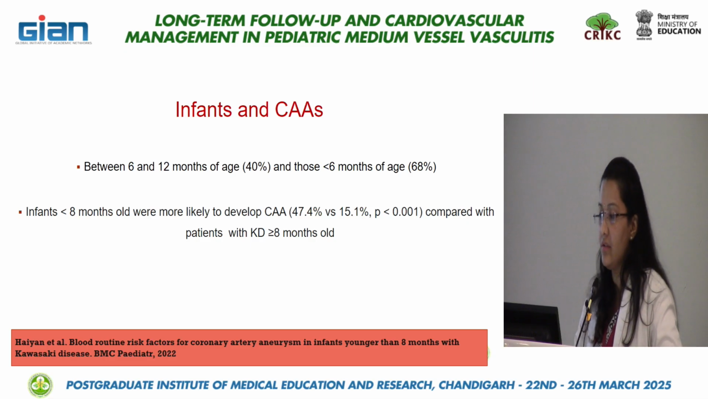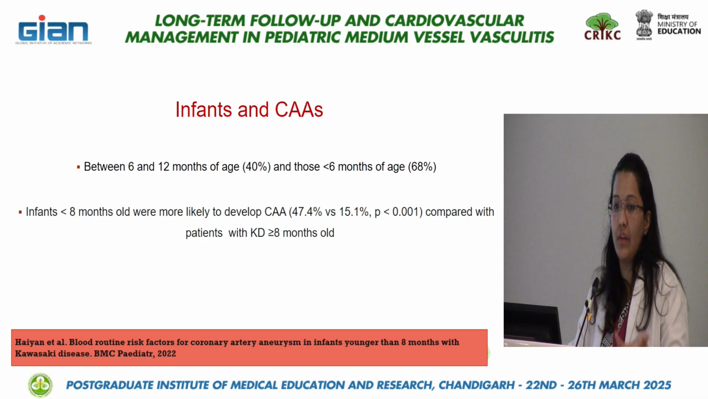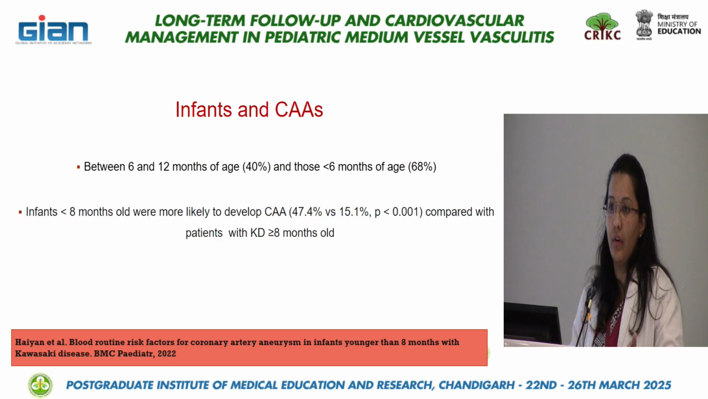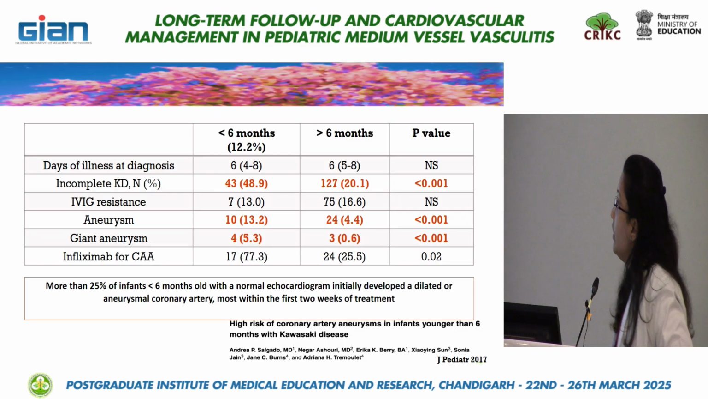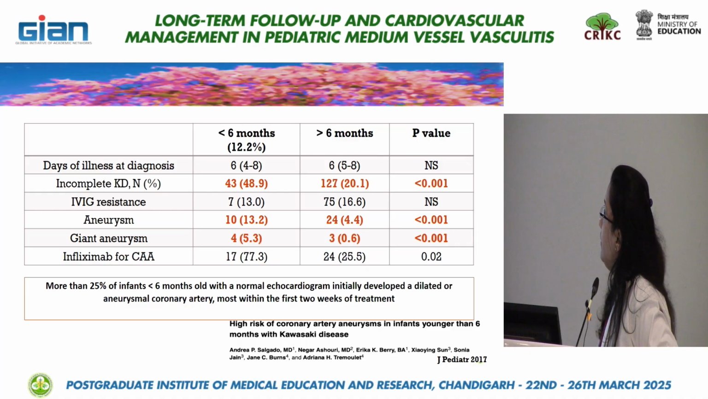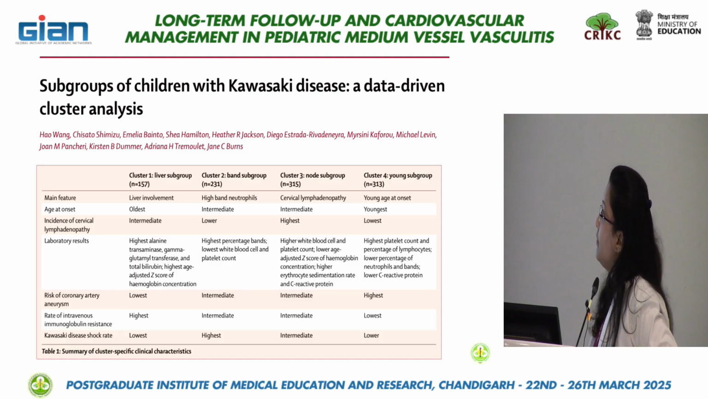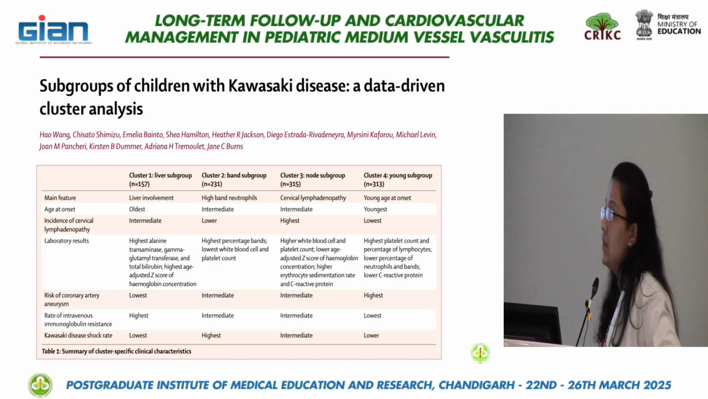So infants have got higher risk of coronary aneurysm, especially those less than 6 months, who have about 70% chance of developing a coronary artery aneurysm. So again, they have higher incomplete presentations, higher giant aneurysms also. Same thing has been reflected by various studies as well.